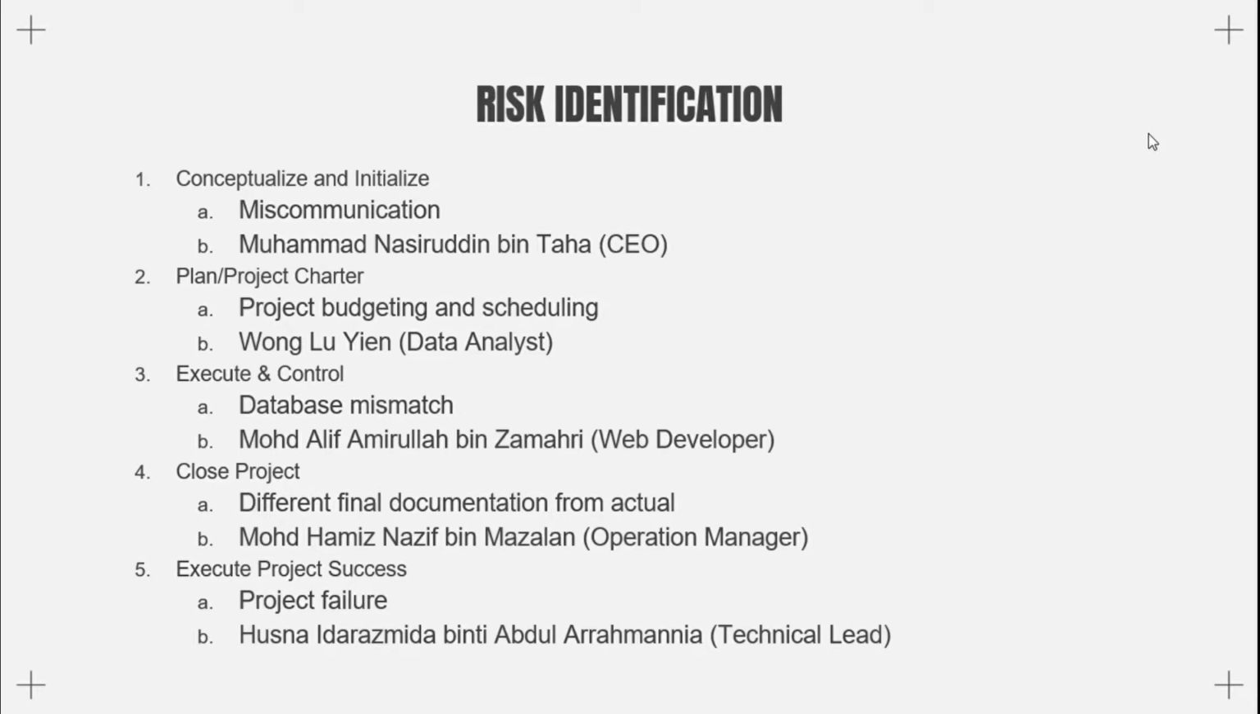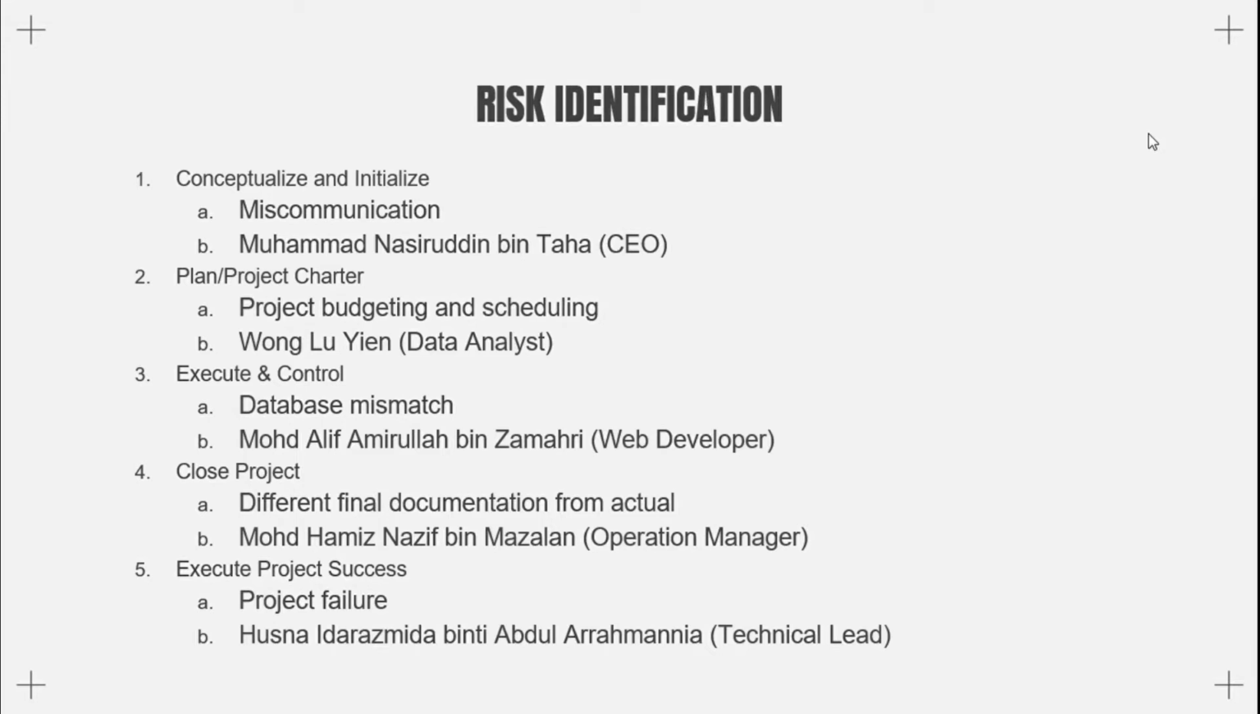The person in charge of this risk is our CEO, Muhammad Nasiruddin bin Taha. To solve this risk, he needs to understand clearly what the client needs and what the client expects. To achieve that, he needs to create proper documentation and then explain what they had discussed with the other team members.